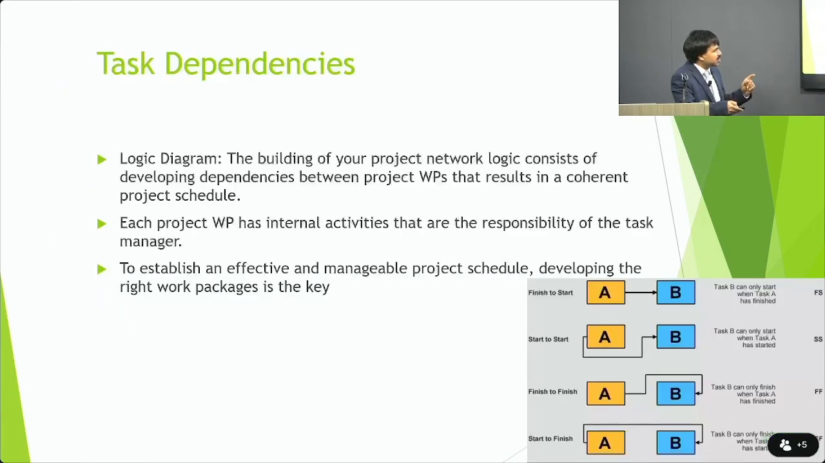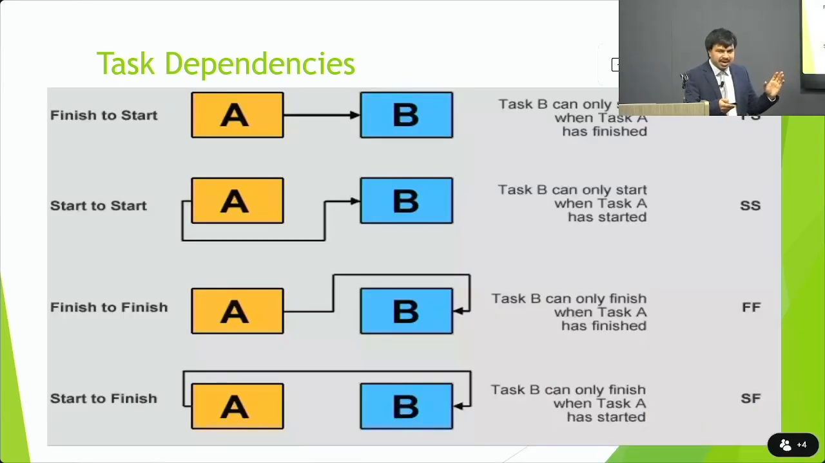So, the logic diagram. We have a project, and we break the project into different tasks, and those tasks have to be connected to each other. There are several common ways to connect a task with the succeeding task. One is finish to start: you complete one task and you begin the next task. Another is where you start both tasks at the same time, or both tasks finish at the same time. This is the rare scenario, but the first three are the common connections you would see in the network diagram.